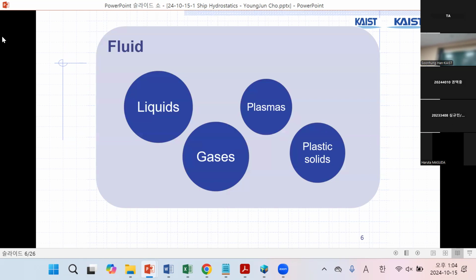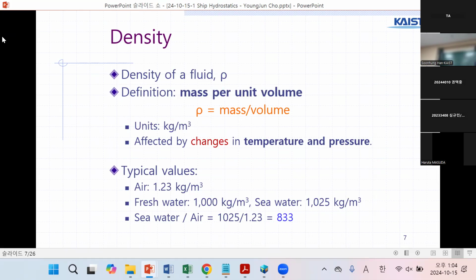And this is a naval architecture and ocean engineering class, so we will cover only fluids. As you may know, there are a lot of types of fluid, such as liquids, gases, plasmas, and even plastic solids. Today we'll focus on liquids and gases. Before discussing liquids and gases, I will explain three terms: density, pressure, and viscosity.